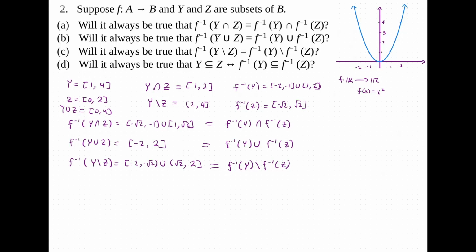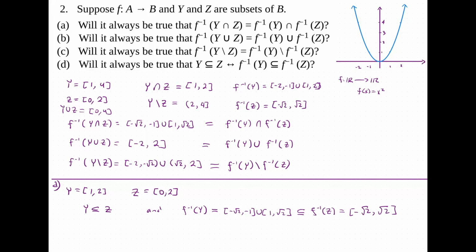What about the last statement, so part D? Is this always true? Well, we can't simply use the y and z we started with originally because y is not a subset of z. So we're going to do a relabeling. We're going to continue to keep the same z, but now we're going to look at y to be the interval [1, 2]. So let's go ahead and do that.